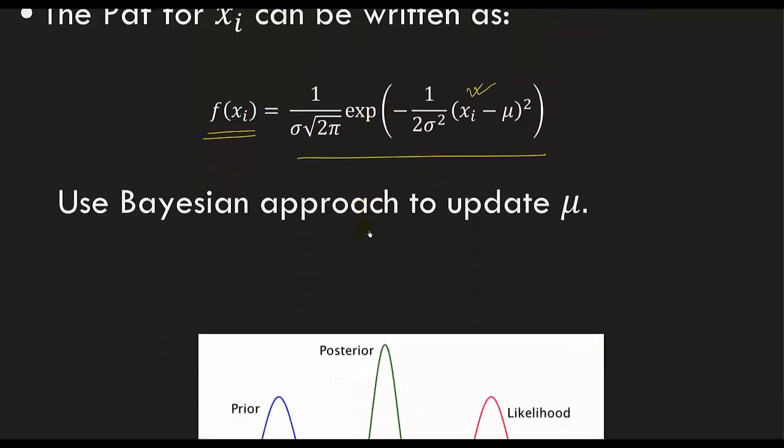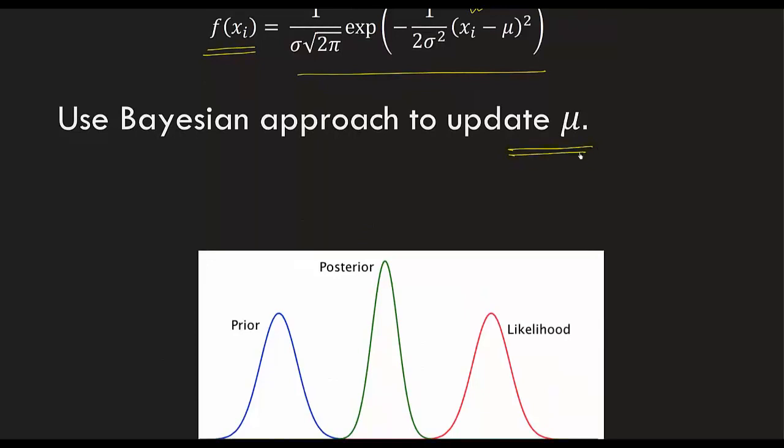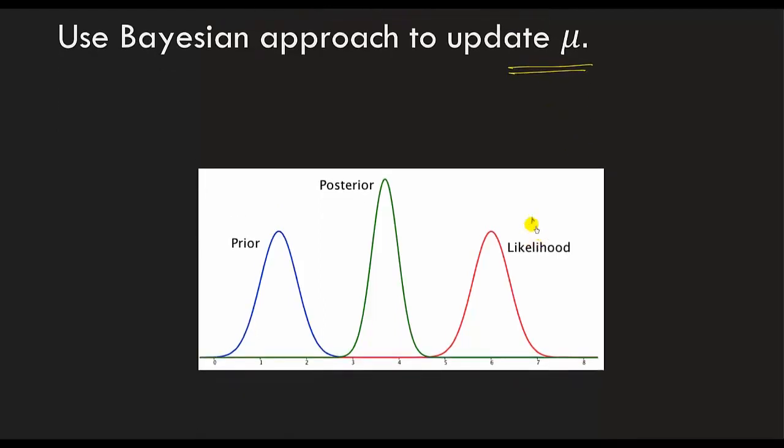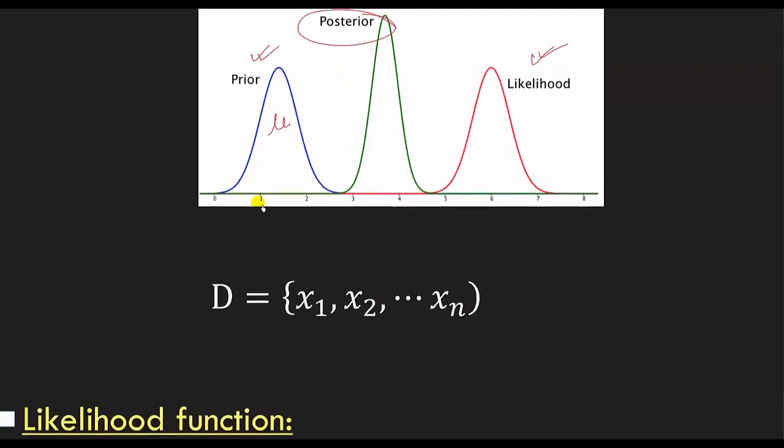As I was saying, if you want to update mu in a Bayesian manner, you need to have two things: the likelihood function and the prior function, and then if you multiply them, you can get the posterior distribution of mu. So this is the prior distribution of mu, this is the likelihood function corresponding to mu given the data, and this is the posterior distribution. Now we'll discuss the three things separately. First we'll calculate the likelihood, then the prior distribution, and then finally we'll see how the posterior distribution looks.